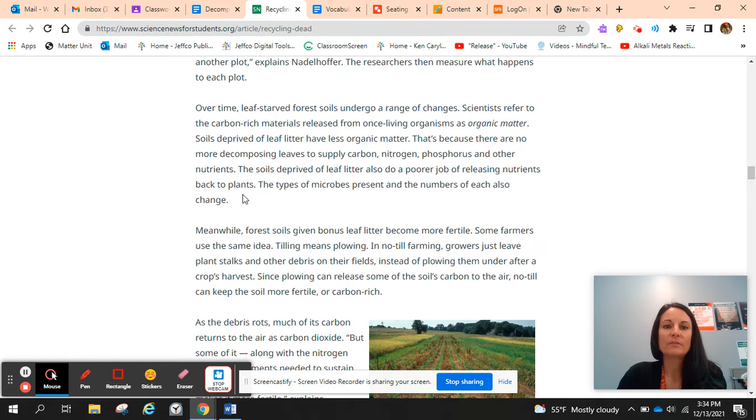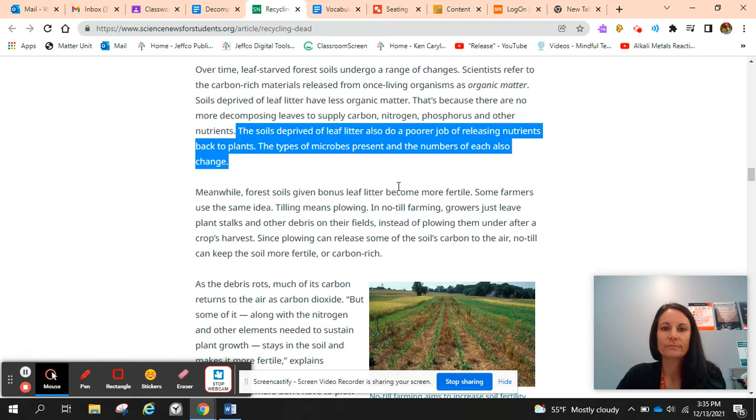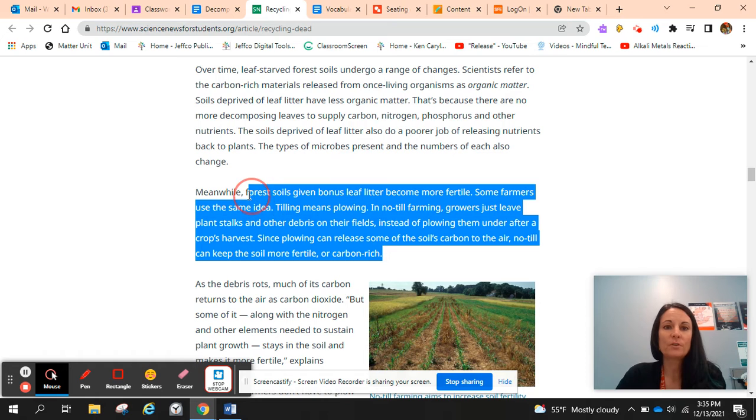And what we have found out from these scientist studies is that soils deprived of leaf litter, or soils that don't have the leaves, like somebody came and raked them up, do a poor job of releasing nutrients back to plants. The types of microbes that are present, so microbes are bacteria, things that are microscopic, also change. So the forest soils that get the extra leaf litter and have the old leaves on them become more fertile.